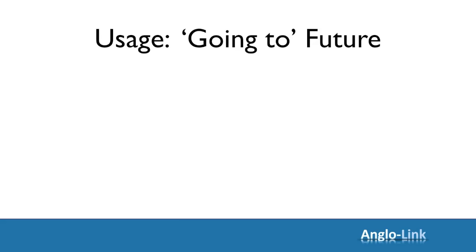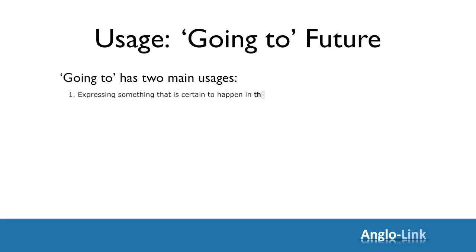Now, let's look at the usage of the going to future. Again, there are 2 main usages. The first one is to indicate some form of certainty for the future, something that's certain to happen. Let's look at some examples.